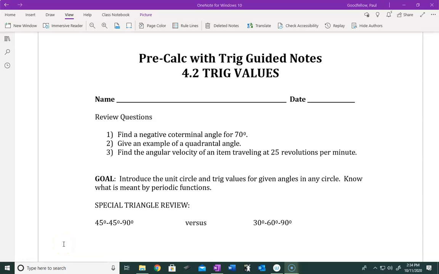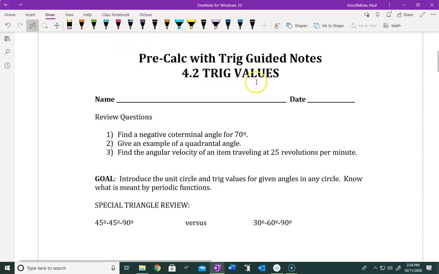All right, ladies and gentlemen, we're going to get right after this. And what we're going to do today is start talking about some trig values, very specific trig values, specifically the pi over 2 angle and the pi over 4 angle. So that's my goal today.